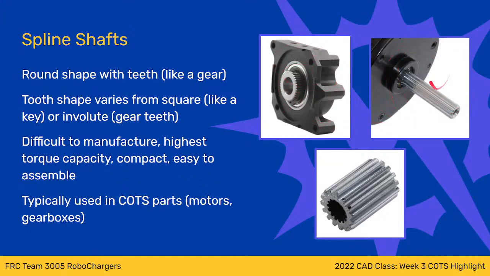This is the Falcon 500. This is one of the most common motors in FRC. We don't use them on 3005, so you guys probably haven't played around with them. But they have a spline shaft on the output of the motor. And then down here I've got a pinion, which is basically just a word for a small gear. Pinion means a small gear. And you can see on the inside it has these little teeth. Basically this gear slides on the Falcon 500 shaft. So those are some examples of splines.